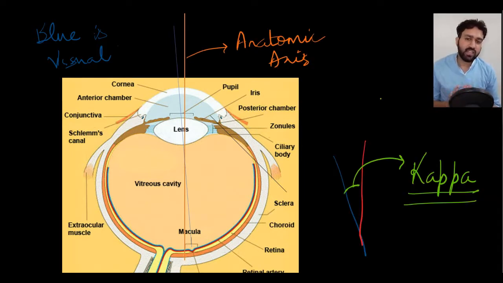Now you can see in the image below that the blue visual axis and the orange anatomical axis, or the pupillary axis, are not coincident. They are not parallel, right? And there is a reason for that.